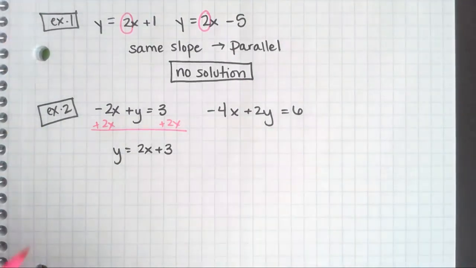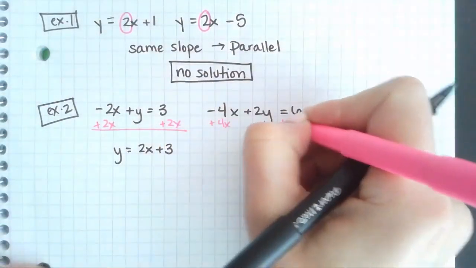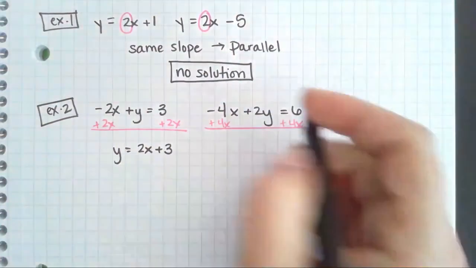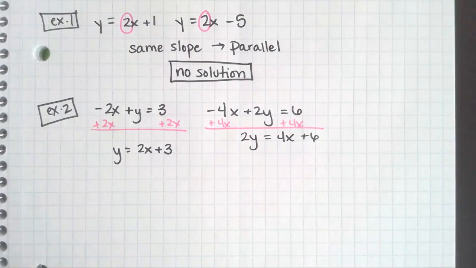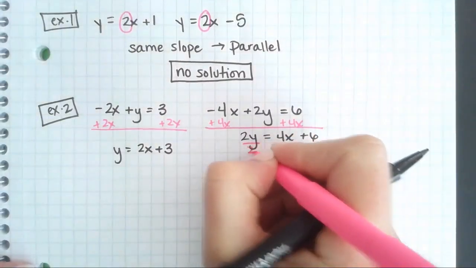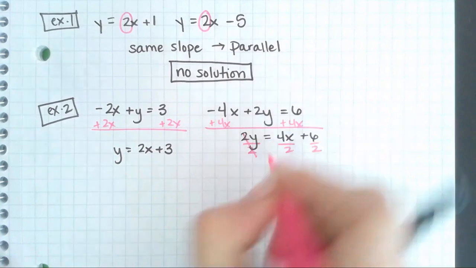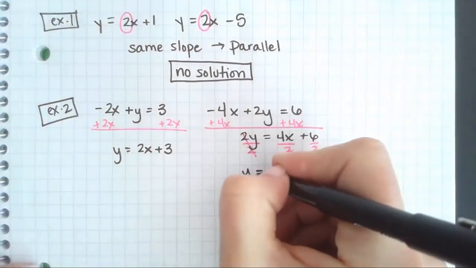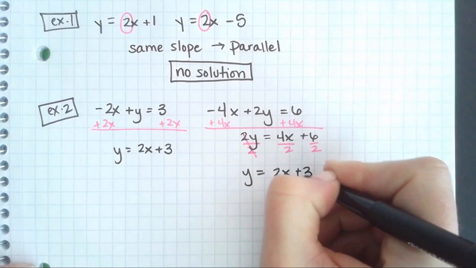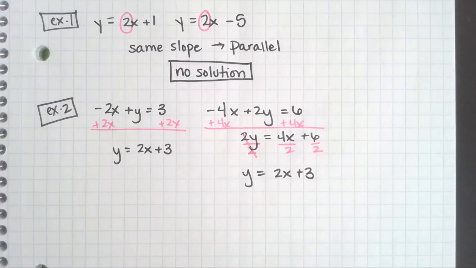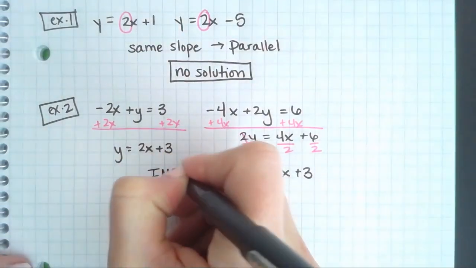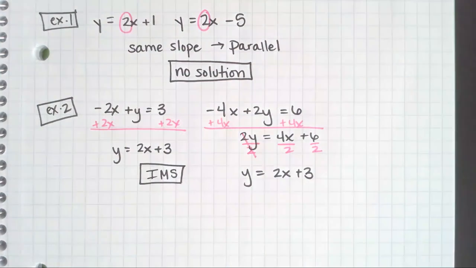Our second one, we'll add 4x to both sides. So we get that 2y equals 4x plus 6. And then we'll divide every term by 2 when we do that. So we get that y equals 2x plus 3. What do we notice? They're the same line. So how do we write our solution when they're the same line? Riley? Infinitely many solutions. Or just IMS. Infinitely many solutions.